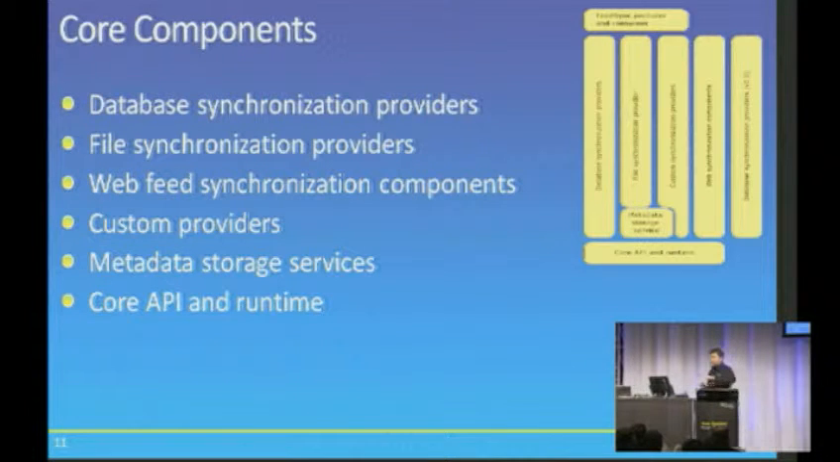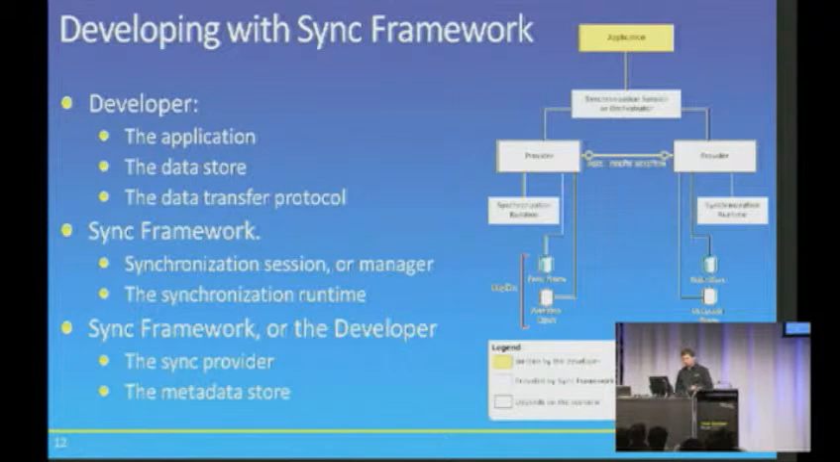You can set up the Sync framework so that when I drop a new file into the file system, it'll automatically update the RSS feed. And you'll see lots of other potential uses for that as well. There's the metadata storage services, so that's the ability to provide some kind of data store agnostic description of the data so that the Sync framework can work with it and decide whether or not that data's changed. And then there's the runtime, the core API and runtime, which we'll see once we get to the code bit.